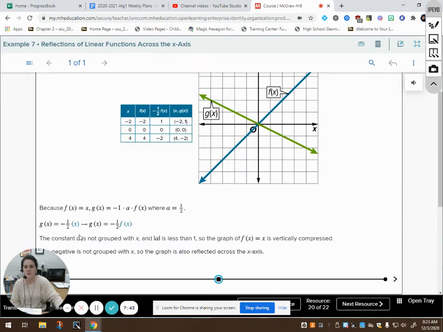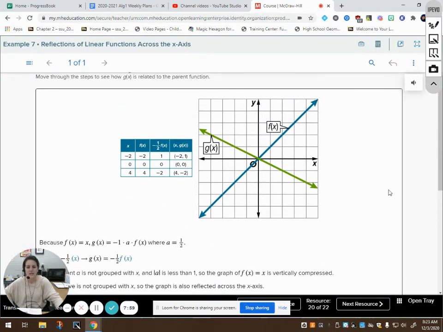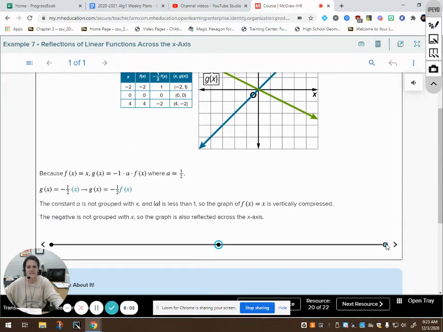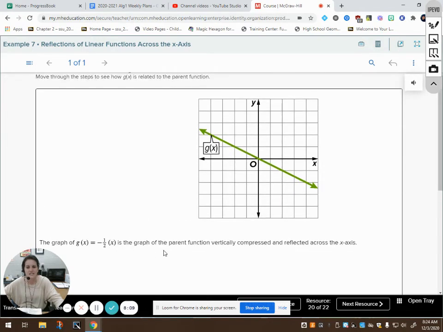So what we did here was we multiplied it by -1/2. So that stretches the graph or compresses it vertically. It's squishing it out because it's a number between 0 and 1. And it's negative, so it gets reflected across the x-axis. So one more time, the graph of g of x equals -1/2 x is the graph of the parent function vertically compressed and reflected across the x-axis.